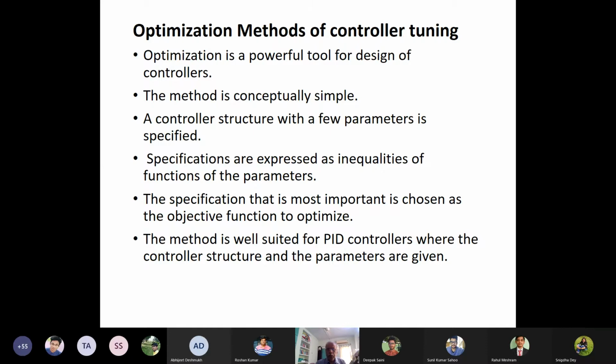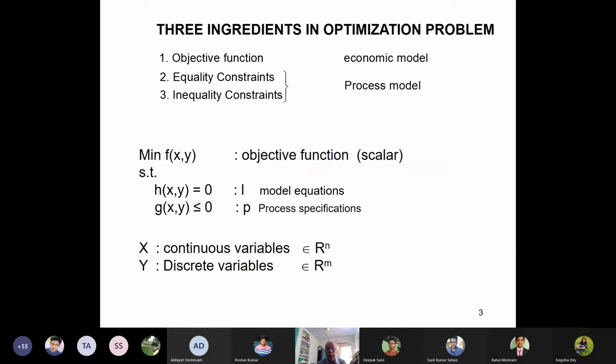So before going to that, just let me give you a brief introduction to the optimization problem. How do we formulate an optimization problem? And in optimization problem, there are three ingredients. One is the objective function. Second one is the equality constraint, and third one is the inequality constraints. These equality constraints and inequality constraints are coming from the process model. And the objective function is the economic model, which basically we want to minimize.